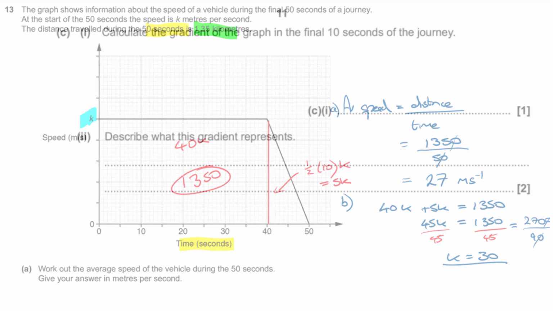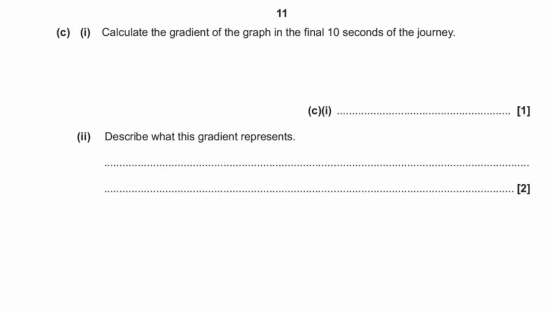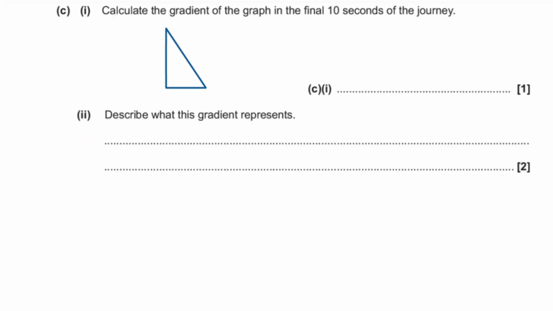Okay. Part C, calculate the gradient of the graph in the final 10 seconds of the journey. So we've got that triangle. The height of this triangle was the value of k, wasn't it? It was 30, and the time taken along the bottom was 10. So then the gradient of this line is going to be change in y, which is 30, divided by change in x, which is 10. Well, it's actually going to be minus 30, isn't it? Because it's sloping down. So it's going to be negative 30 over 10, which is minus 3. So the gradient is negative 3.